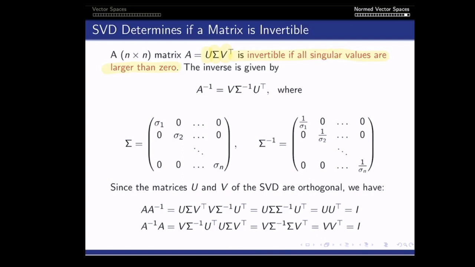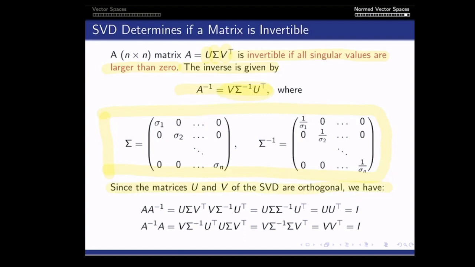This means in turn that the singular values tell you if a matrix is invertible or not. Then we can compute that the inverse A to the minus 1 is V times sigma to the power of minus 1, the inverse of sigma, times U transposed. As we already discussed, for diagonal matrices the inverse is easily computed by just inverting all the elements on the diagonal. Then we can derive that what we stated is true, that the inverse is given in this form.